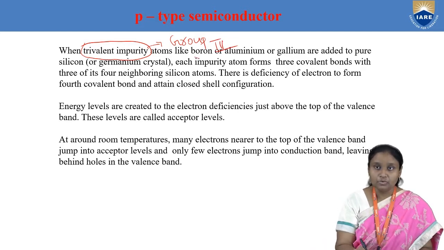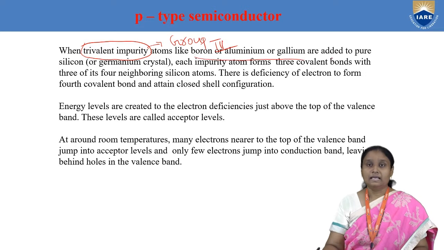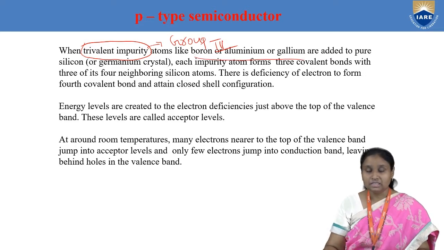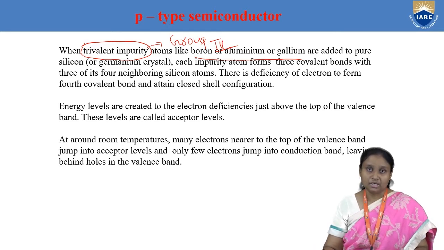So what are the examples of these group 3 elements? As you can see, boron, aluminium or gallium. Now all these elements have 3 valence electrons and they are called trivalent impurities. Now we'll see what happens when we add such trivalent impurities to intrinsic semiconductors.